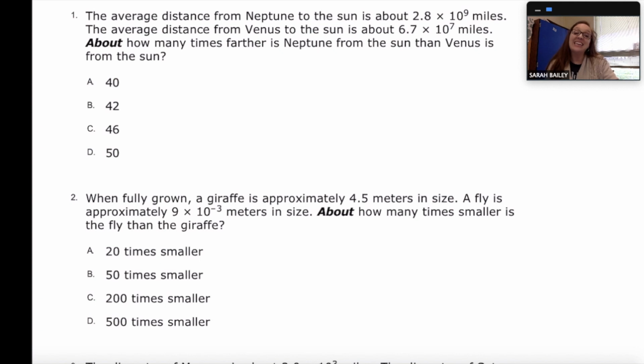Hi. In today's lesson, we're going to practice working with scientific notation word problems. So let's get started. Let's look at the very first problem.